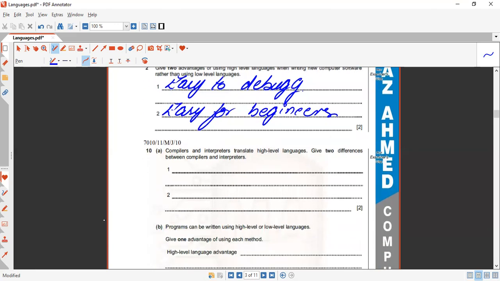Compiler and interpreters translate high level languages. Give two differences between compiler and interpreter. A compiler translates the whole program at once while an interpreter translates one line. Very good. Compiler translates the entire program in a single go.